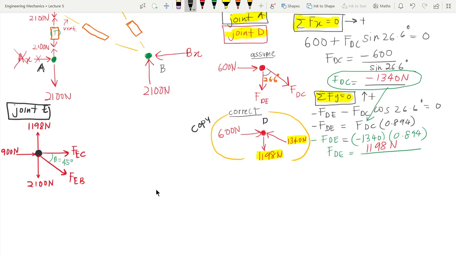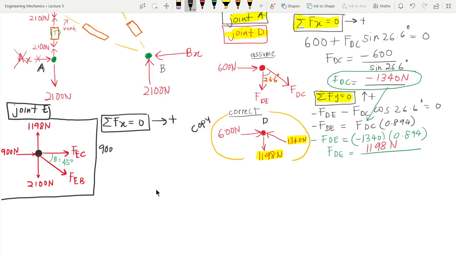So first, we're looking at this thing. So summation Fx is equal to 0. To the right is positive. Easy, right? So put 900, and then plus FEC. Then this one, plus FEB cos 45 is equal to 0.